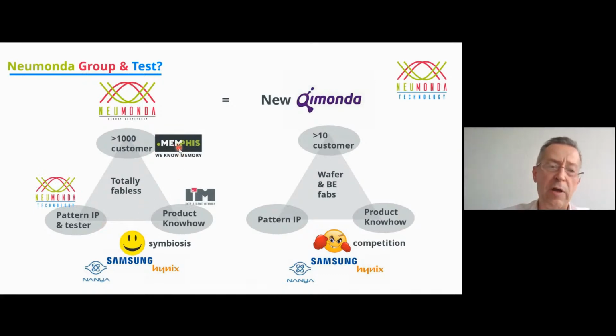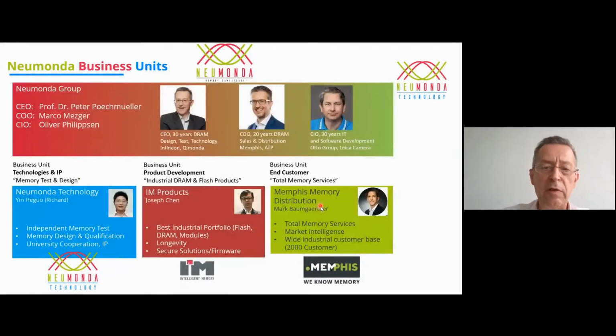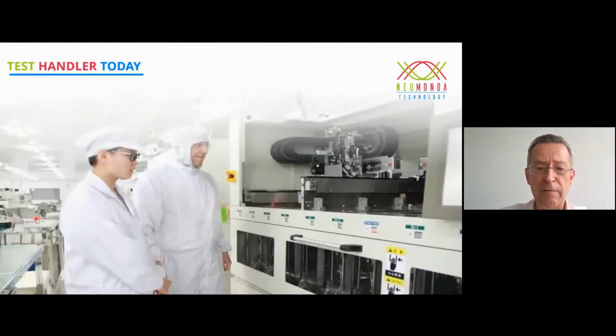So this is where our different sub-companies or business units come in: a strong distribution business giving access to a lot of end customers, an own memory brand to have the know-how of the DRAM itself, and then Neumonda Technology being the tester company, which we will talk about. And all three together we call Neumonda Group. So these are our three business units. And let's dive now into memory testing.